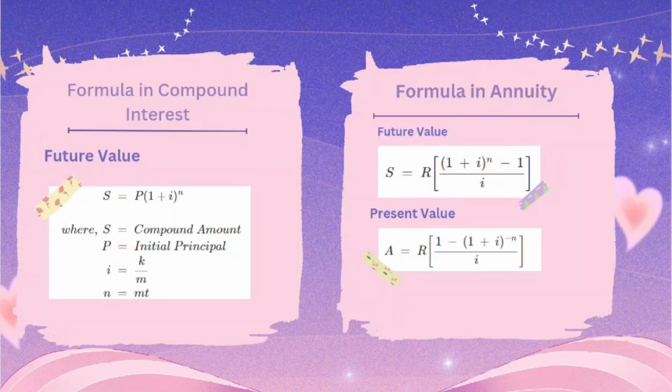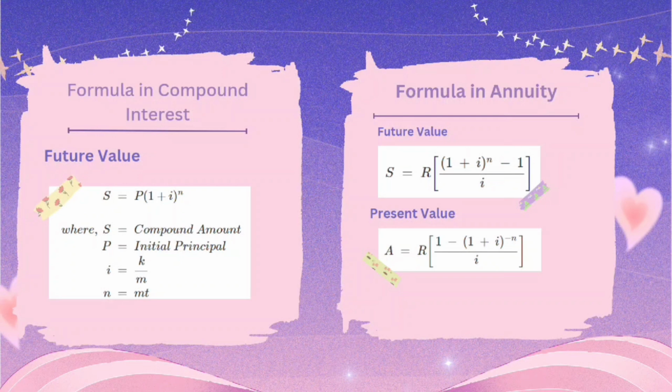So, let's move on to the formula part. First of all, the formula in compound interest, which is for future value. The first formula is S equals P(1 + i)^n, where S is the compound amount and P is the initial principal. Next formula is i equals k divided by m, which means i is the interest rate per interest period, k is the nominal interest rate, and m is the frequency of interest.